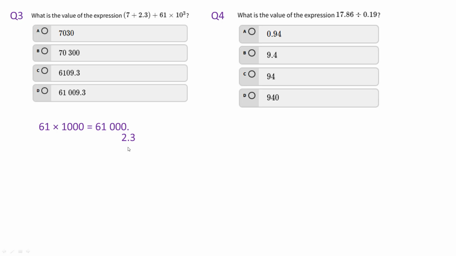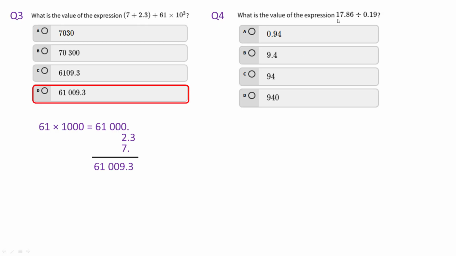So I'm going to put 2.3 here and 7, or 7.0, and then just add them. So we bring the 3 down. So it'd be a 3 here, the decimal, 2 and 7 add to 9, and of course this is 0, and then 61. So it's 61,009.3, which would be answer D here.